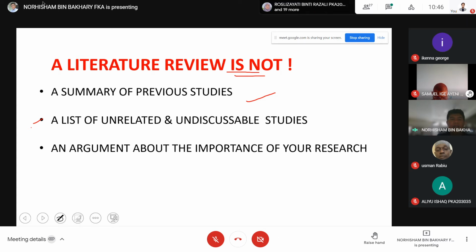Okay, and then the second chapter is also not the argument about the importance of your research. The second chapter is to tell about previous studies, not how important your research is to the world. So this is where the student makes a mistake.